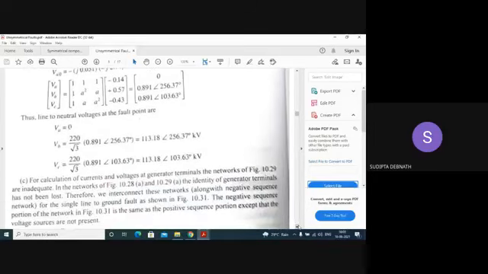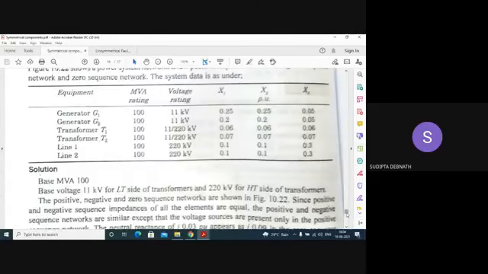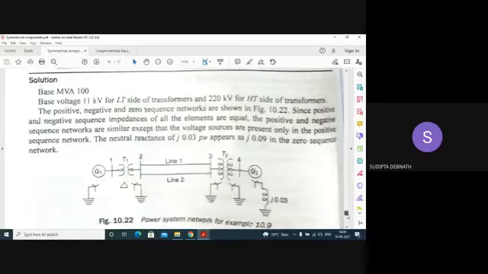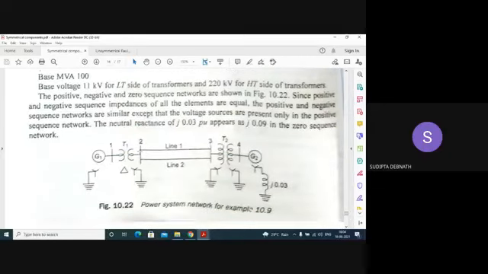Now please understand this part carefully. What have they asked? See the figure first. When there is a fault at terminal 2, a single line to ground fault, phase A is connected to the ground. So what will happen? Phases B and C are open.